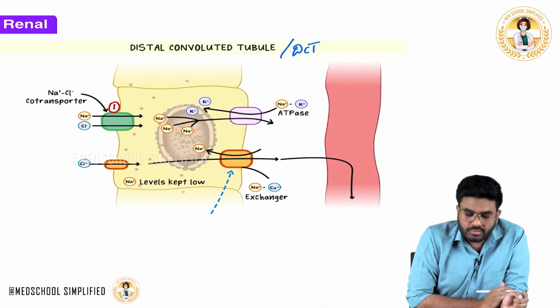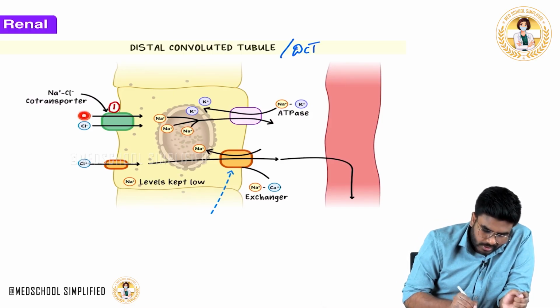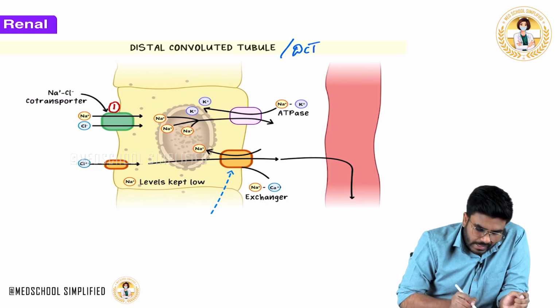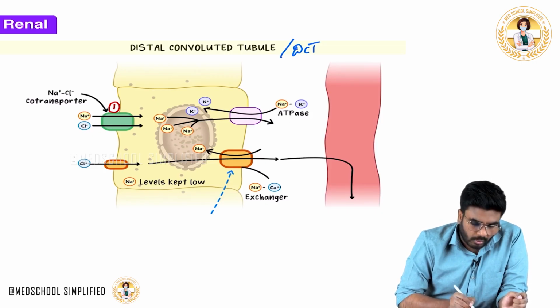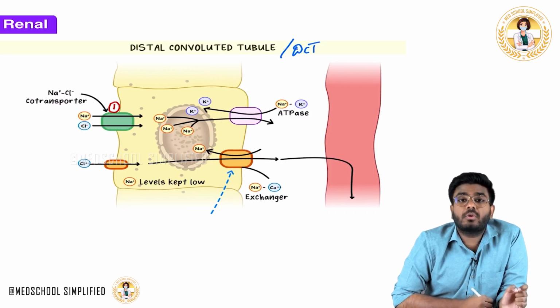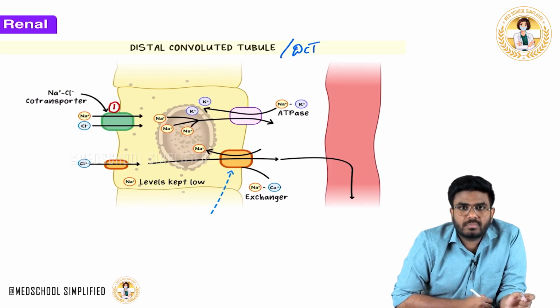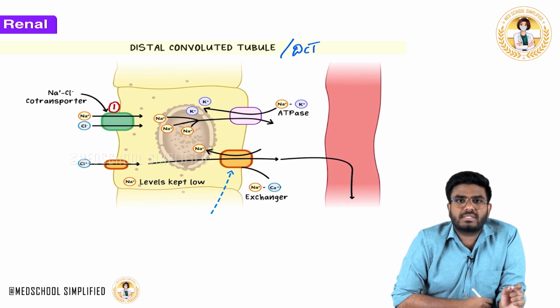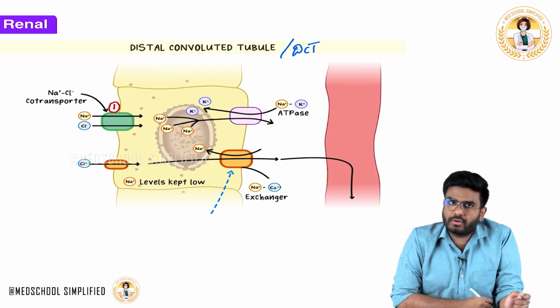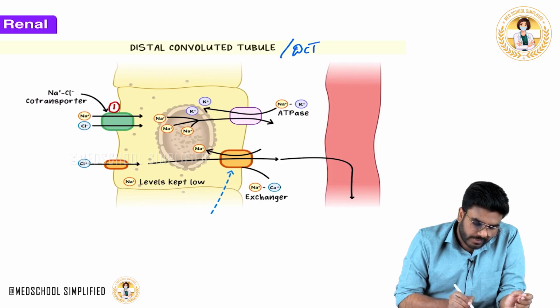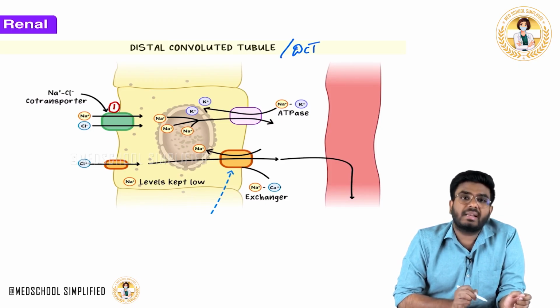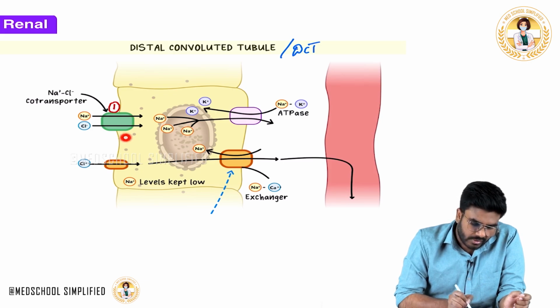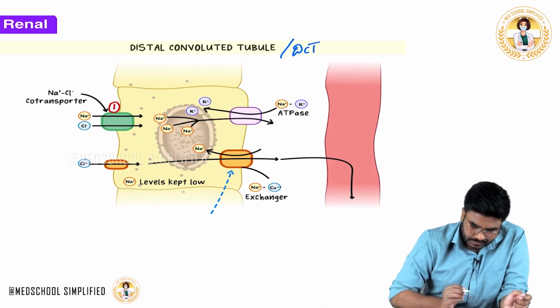Now what is this transporter doing? It is taking sodium and chloride ions into the cell. So sodium is moving in and chloride is moving in. So it is the sodium chloride symporter. Direct MCQ: sodium chloride symporter is present on which part of the nephron? Distal convoluted tubule. Sodium is moving along with chloride, so symport. All symporters are examples of secondary active transport.